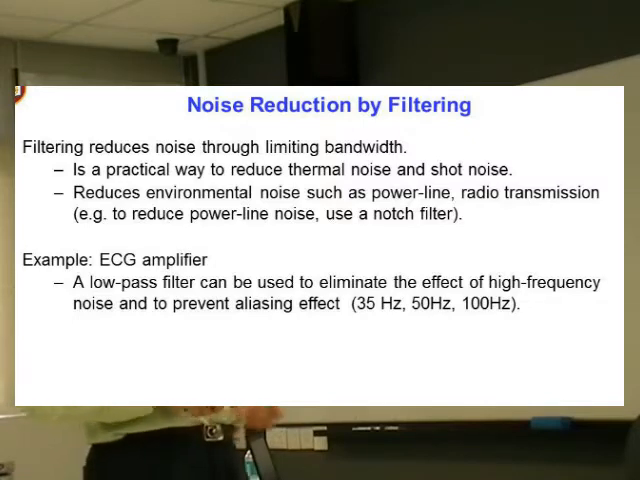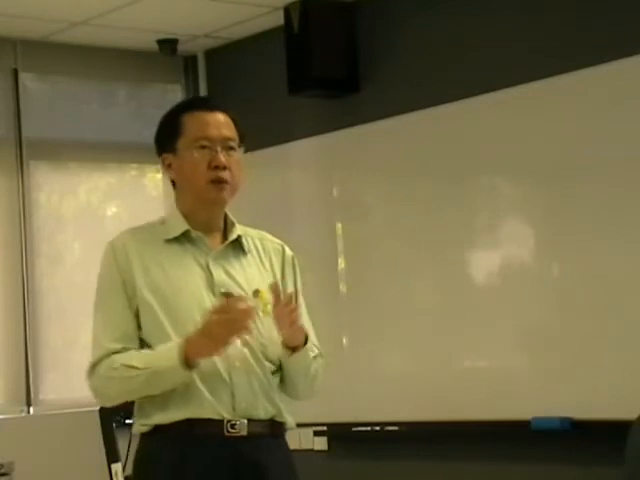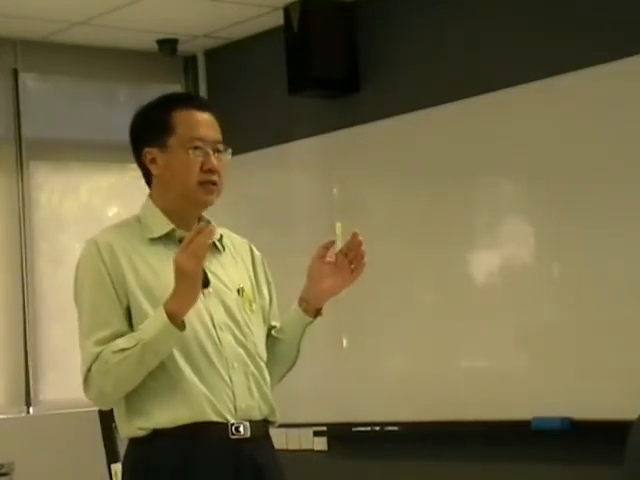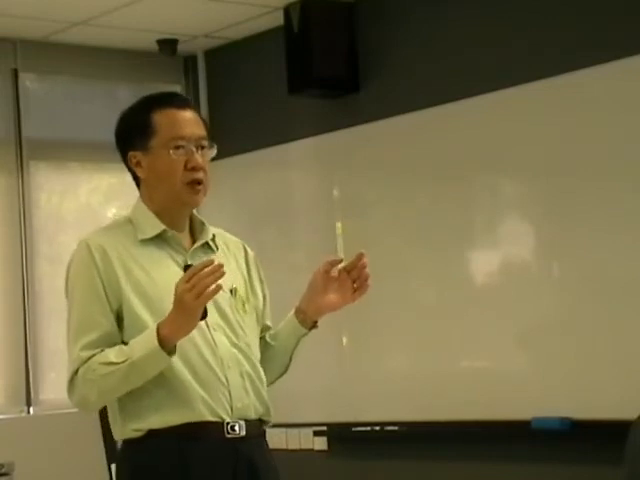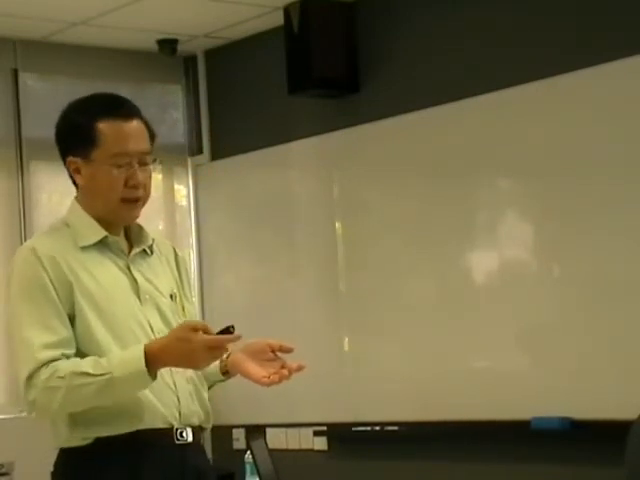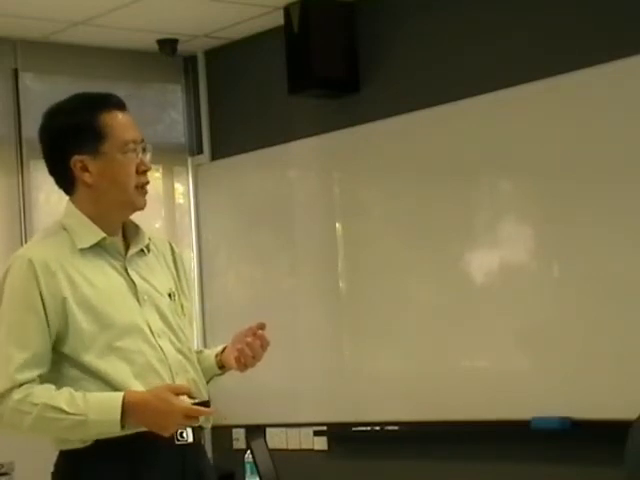For instance, the ECG signal has frequency components up to 100 Hz. But if your interest is only up to 35 Hz, then you can limit it to 35 Hz. Or if you want to just monitor the ECG, you're not doing diagnosis, 50 Hz, you can actually get away with 50 Hz. And then you will find that there's a reduction in noise, and your signal becomes cleaner.